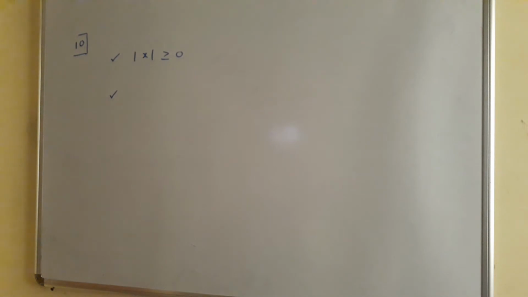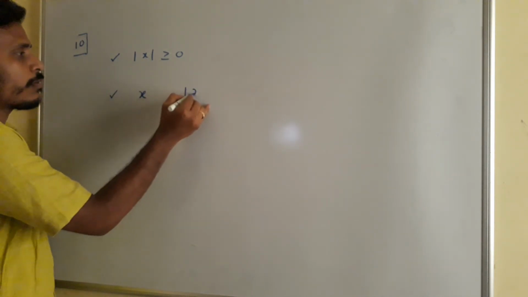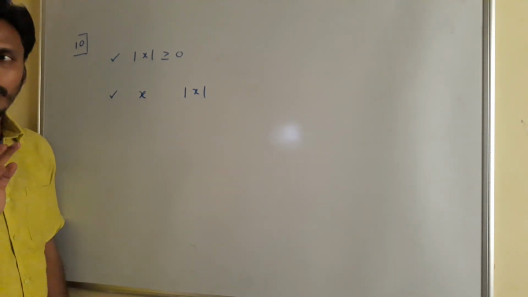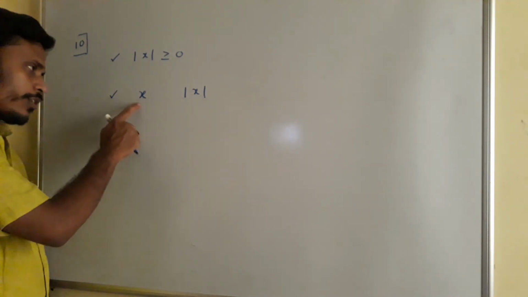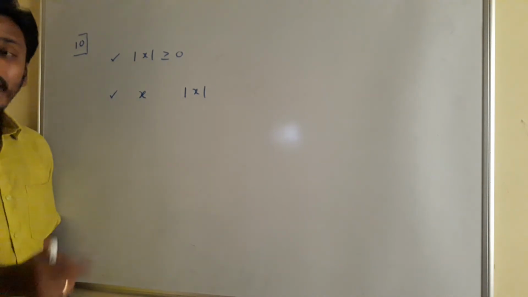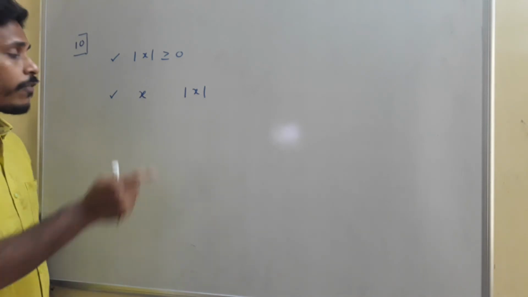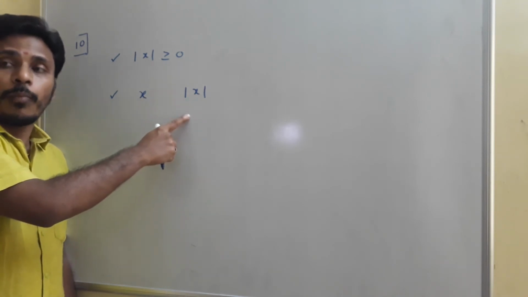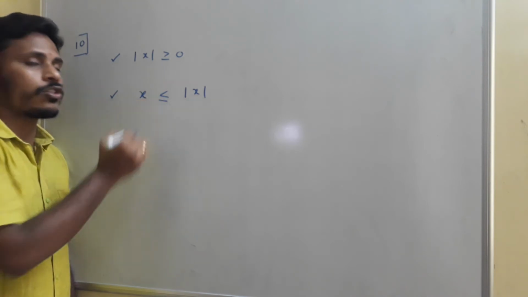Now I am giving you some more observations related to the modulus. Already we know that modulus of x is greater than or equal to 0. Now you just try to compare x and mod x. Which is greater and which is smaller? That's my question. Take any value in the place of x. If x is 0, this is 0 and that is 0, they are equal. If x is positive, this is positive and that is positive, they are equal. And if x is negative, this is a negative number and that mod x is positive. So for sure x is less than or equal to mod x.